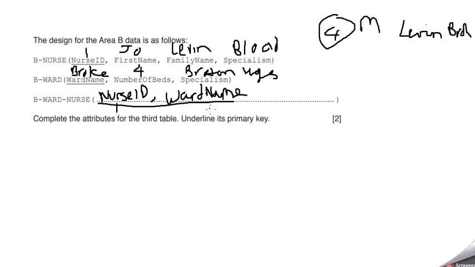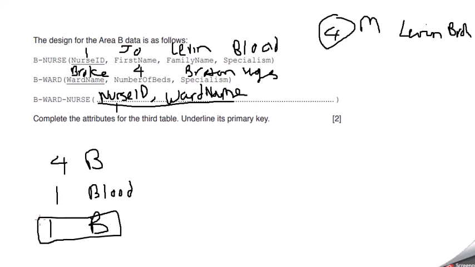So, what we're saying is, we can have nurse number 4, which is Mary Levin, working in ward name, and we're going to call it B broken legs. We can have nurse number 1, working in the blood ward. We could also have nurse number 1 working at times in the broken leg ward. Both of these are accepted because they're unique. What we can't have is another one of 1 blood, because that is not unique, therefore it would not be allowed. It wouldn't make sense either.